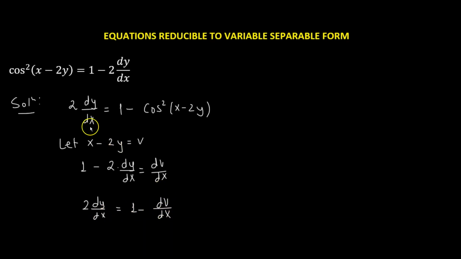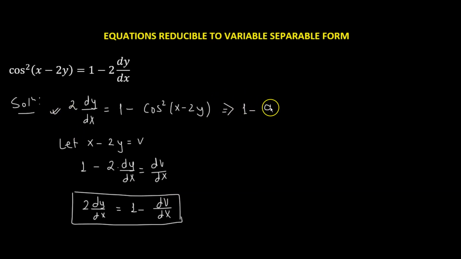Now what we will do, we'll substitute this value into our original differential equation. So this should give us 1 minus dv over dx equals 1 minus cos squared, where x minus 2y gets replaced with v. From both sides we have 1, so we can cancel out the 1 from both sides and multiply both sides by -1. So this will leave us with dv over dx equals cosine squared v.